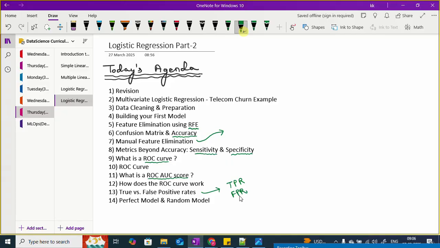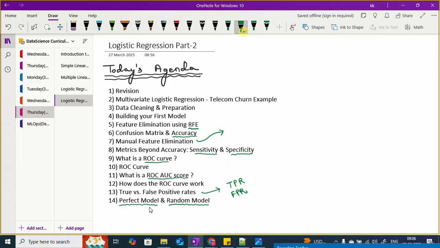I'll try to find out the formulas of these two different terms using TP, FP and all, by using the confusion matrix, that we'll see. Then we'll see the perfect model and one random model. So these are the agenda items that we are going to cover as part of today's class.